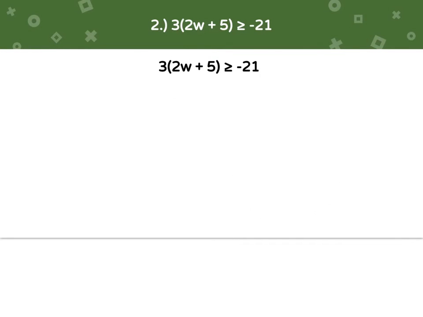Number 2, 3 times the quantity of 2w plus 5 is greater than or equal to negative 21. You do need to distribute because you will be sharing the 3. So if you do circle, square, you're going to share the 3 in the circles. Bring down the 2w and the positive 5.